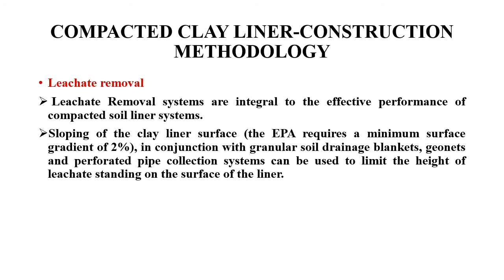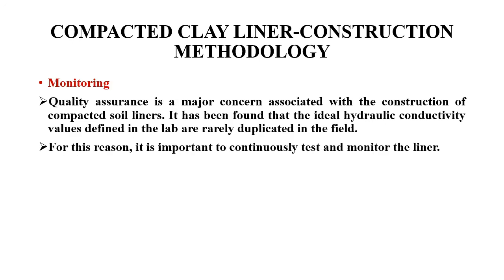So thereby you're not allowing the leachate to collect over your barrier layer and get even a chance to penetrate through it. Therefore you have to provide a slight sloping over the barrier layer. Then only will you have an efficient leachate removal. You can achieve an efficient leachate removal system within the liner system.